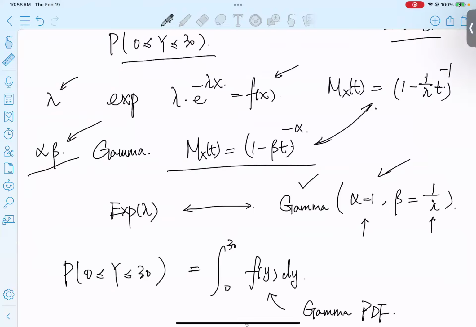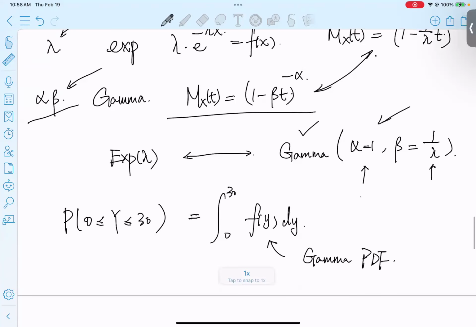So if the question provides you n trials and p, the probability of success, then it gives you a hint of using binomial. If it gives you the lambda, then it gives you the Poisson. And here, for the continuous case, if it gives you the rate, then you can use exponential, or through some manipulation, you can use the gamma distribution.